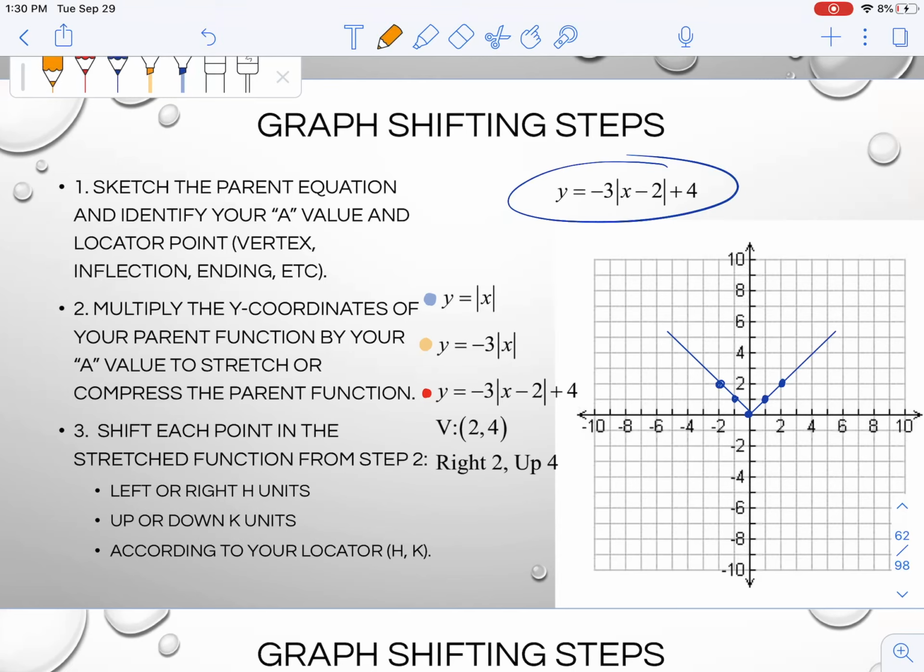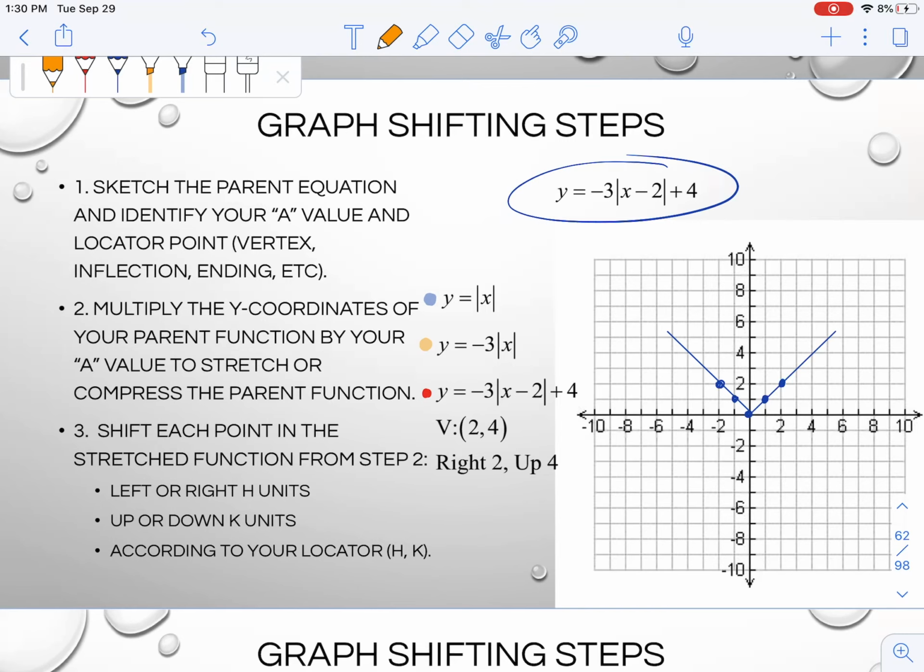In orange, then, what I'm going to do is multiply by my stretch factors, right? And if we have a horizontal compression as well, we're going to deal with that here in step 2 also. Okay, so any of our horizontal or vertical stretches or compressions are going to take place in step 2. In this case, it's just a vertical stretch, and actually here it's also going to flip.